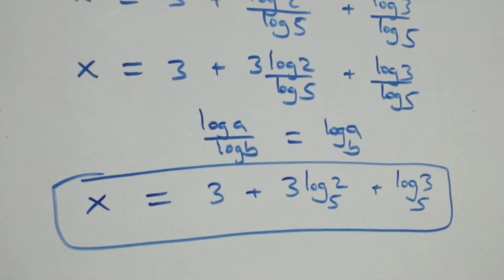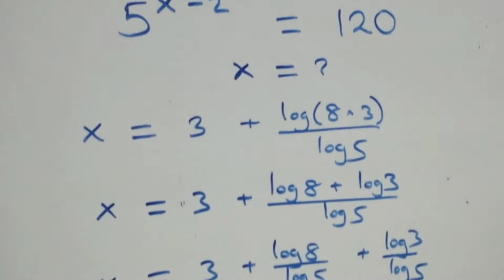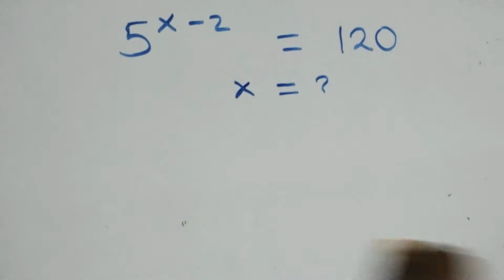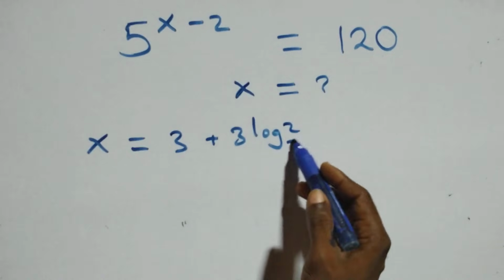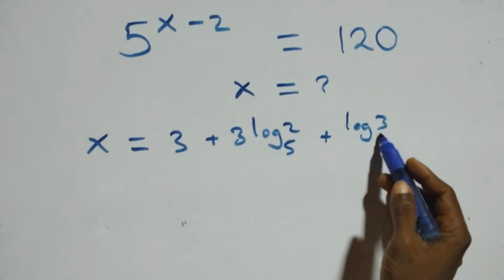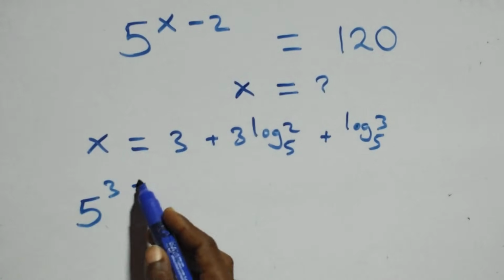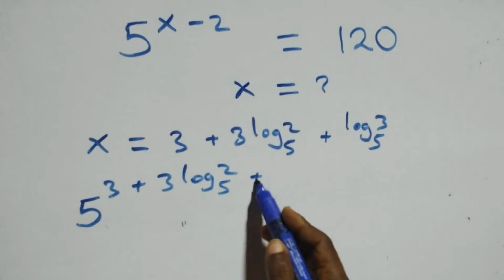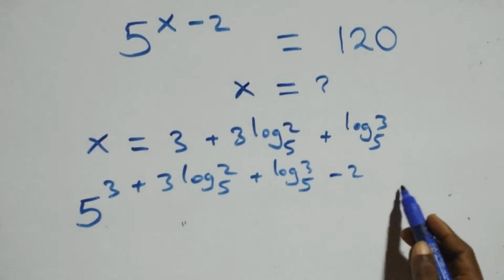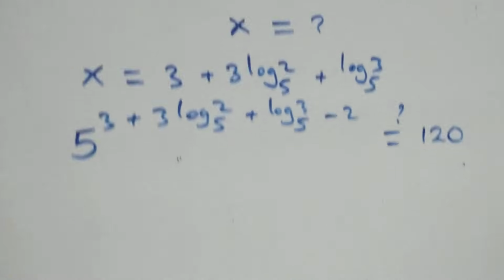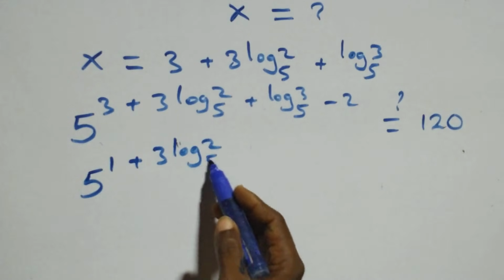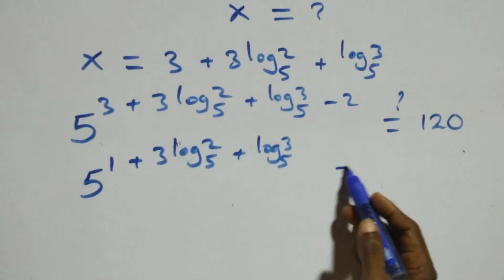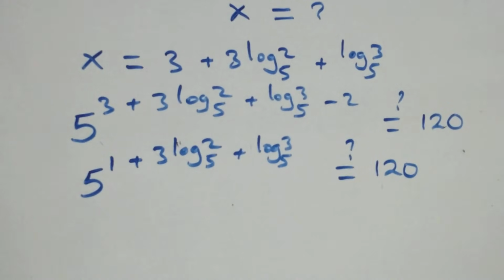Then let's check if this satisfies this given problem. We substitute the value of x here, which is x equals 3 plus 3 log 2 base 5 plus log 3 base 5. That is, here what we have becomes 5 raised to power 3 plus 3 log 2 base 5 plus log 3 base 5 minus 2 equals 120 on this side. Then here we bring 3 minus 2, that's 1. That's 5 raised to power 1 plus 3 log 2 base 5 plus log 3 base 5 equals 120 on this side.